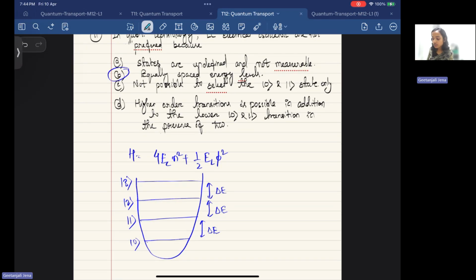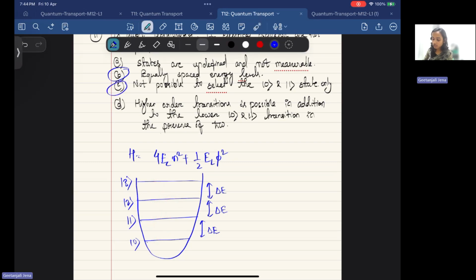Option C, not possible to select only the 0, 1 states. It's also true because they have the same energy. So when we incident a radiation, it's possible to see this transition, also this or this. So C is also an answer to it, and also D. So all of these, B, C, and D, are the answer to why we are not using an LC oscillator for qubit design.